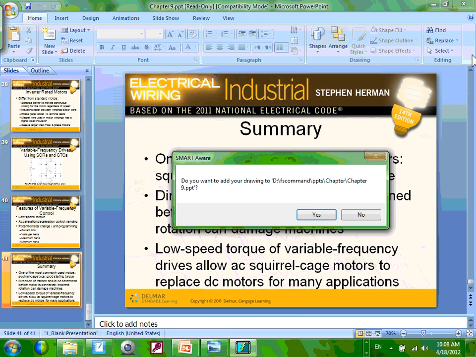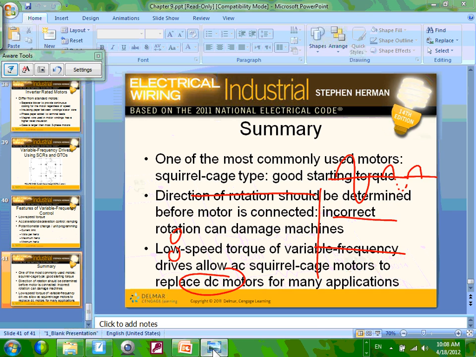Okay, so I wanted to show you a couple of pictures here, guys, and then I will wrap up here.